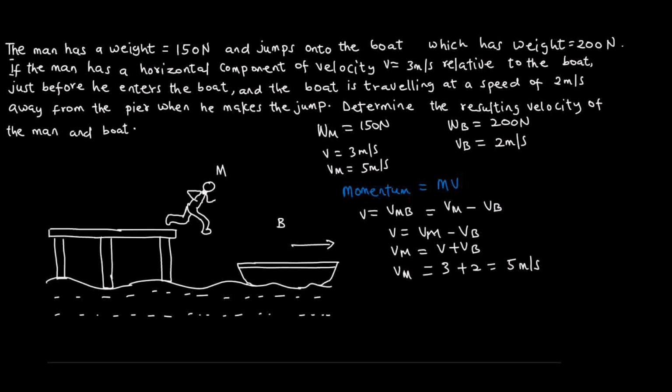And then we know that momentum equals the product of mass and velocity. Okay, so in the question we were given weight, we were not given the mass of the man and the boat. So you have to calculate the mass of the man and that of the boat. So we know that weight equals mass times acceleration due to gravity. So mass will be equal to weight over the acceleration due to gravity. So for the mass of the man, that will be the man's weight, which is 150 divided by acceleration due to gravity, and that's 9.81.